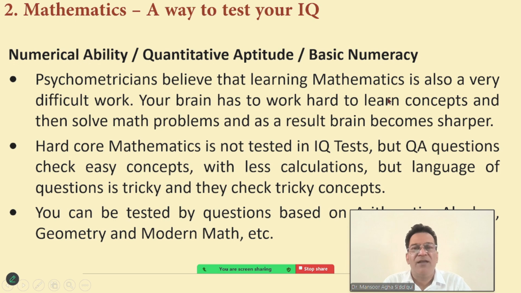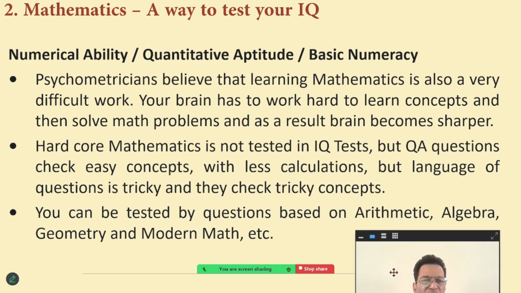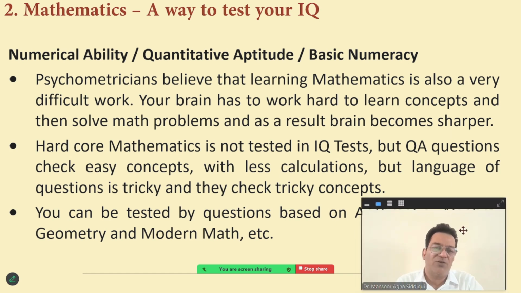Mathematics is the second thing, which is an important way to test somebody's intelligence. And mathematics is such a difficult subject that you have to work a lot to understand mathematics. Your brain has to work hard to learn concepts of mathematics. Then you solve math problems, and as a result, your brain becomes sharper. Hardcore difficult mathematics is not tested on IQ tests. But your basic numeracy questions will always check you for easy concepts with less calculations. But the language of questions is tricky, so they will check tricky concepts. You can be tested on questions based upon arithmetic, algebra, geometry, modern maths, etc. Same kind of things which you studied back in your school days.